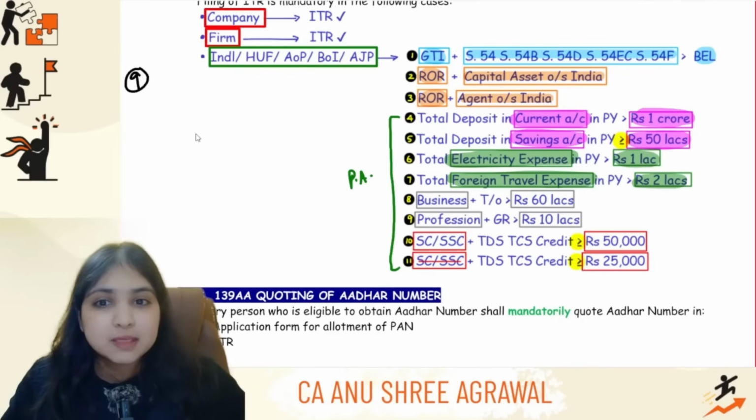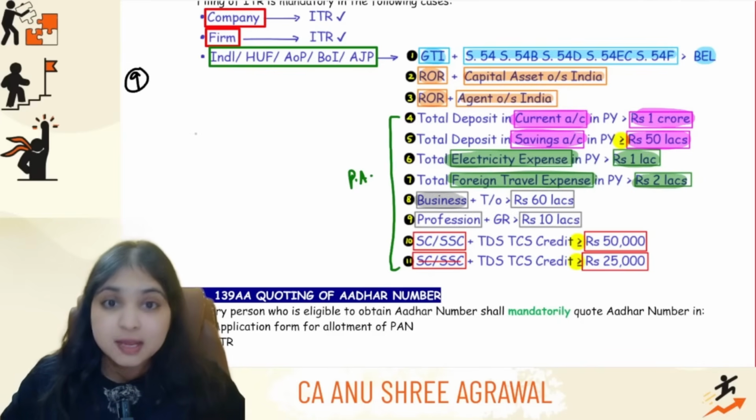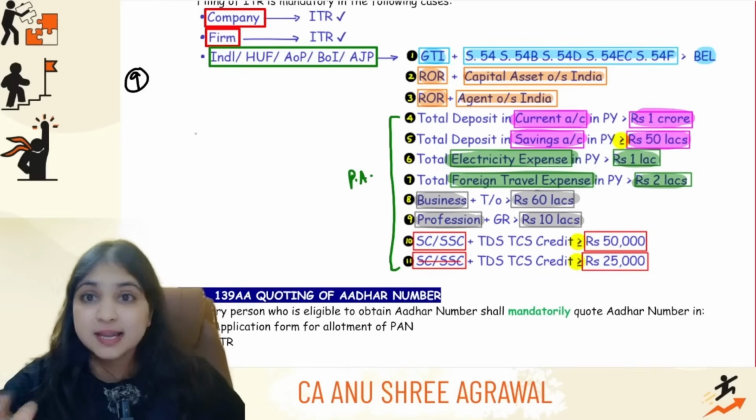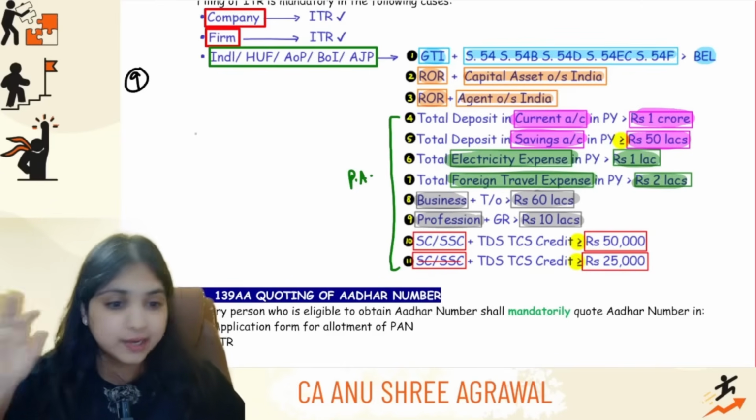Okay. Then comes the next point. If the assessee is carrying on a business and the turnover of that business is more than 60 lakh rupees, or if the assessee is carrying on a profession and the gross receipt is more than 10 lakh rupees, then even in this case the assessee will have to mandatorily file ITR.